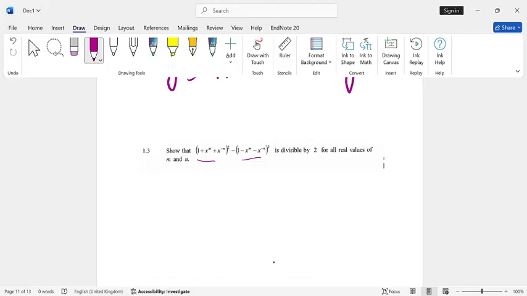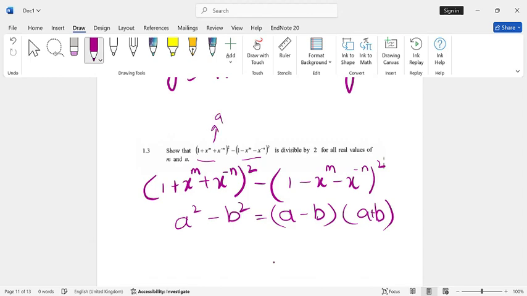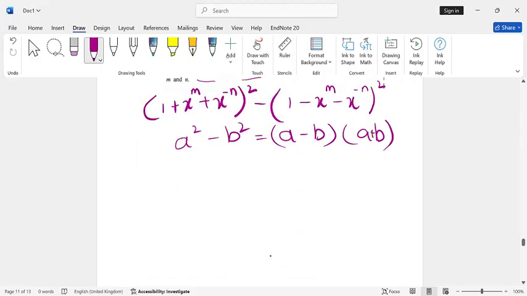We have the expression (1 plus x^m plus x^-n) whole squared, minus (1 minus x^m minus x^-n) whole squared. Okay, as you can see, we have a formula in algebra: a squared minus b squared equals (a minus b) times (a plus b). Okay, so we can say that this is the value of a and this is the value of b. So we just apply this formula on this question. So let's apply this formula.